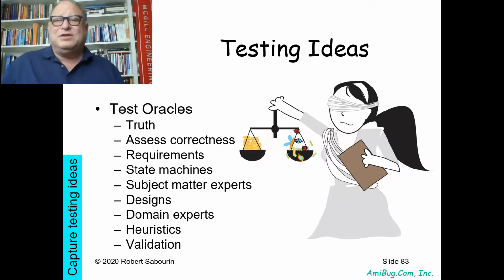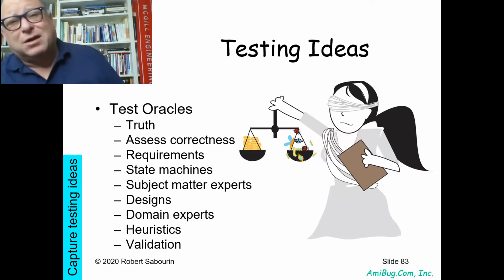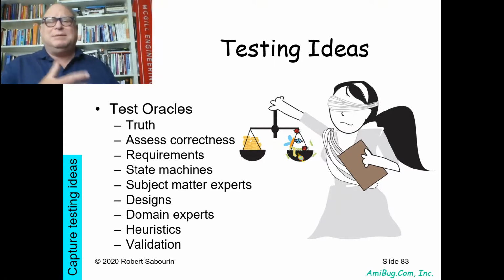We might have requirements which indicate what the truth is. So we can basically say, okay, if this requirement must be true, then we can have a test to confirm that that requirement is true. We might have a state machine that's model driven, that says this is the behavior of the system.